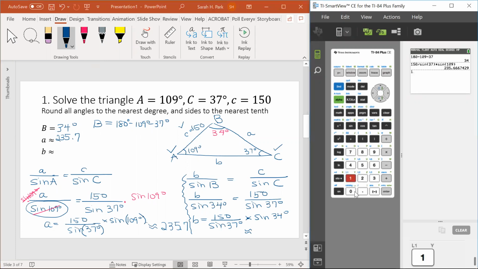So 150 over sine of 37 times sine of 34. We have that b is equal to 139.4. Oops, I switched the two.